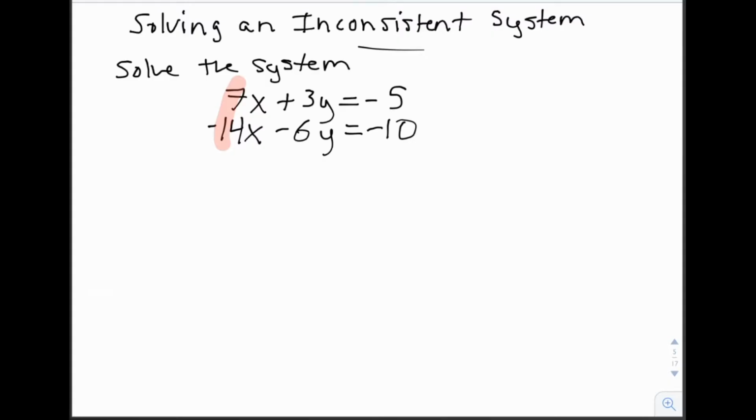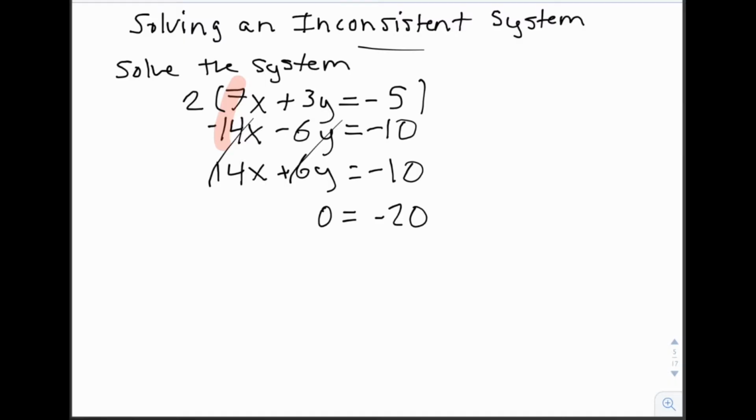So let's go ahead and multiply the top by 2. That would get us a top equation of +14x, and then finally, in this case, we would have a +6y, and that's going to be equal to -10. So now we can go ahead and eliminate. We can eliminate our x's and our y's, and we are left with 0 is equal to -20, which doesn't make any sense.